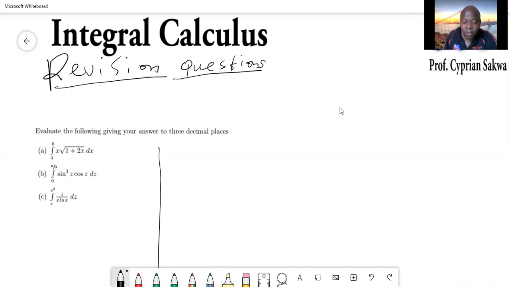I'll be using the method of substitution to do my integrations. You can see that I've been given: evaluate the following, giving your answer to 3 decimal places. A, B, C, they are all definite integrals. So I want to use the substitution method to do this. Although we have other methods, like integration by parts, and several other methods one could use to get the same solutions. So let's go straight to the first question.